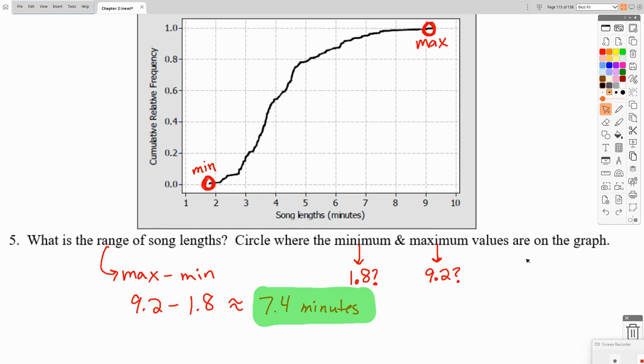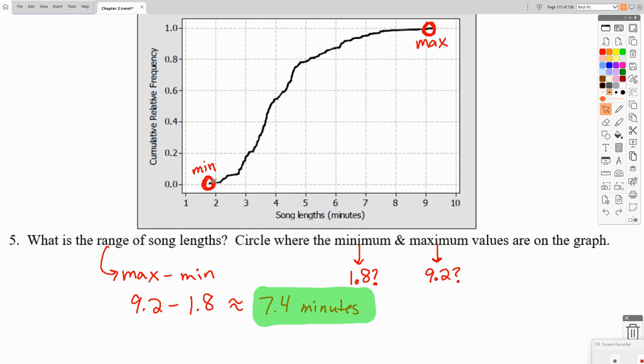Number 5, what is the range of song lengths? Well, range was max minus min. The minimum value is really where the ogive starts. It doesn't necessarily have to start in the bottom left corner. It starts, we can see, slightly less than 2. So I estimated maybe that's 1.8.